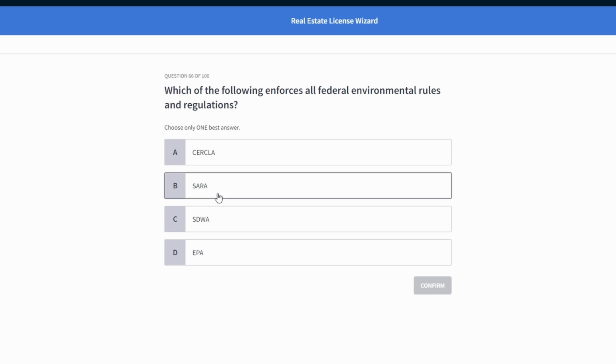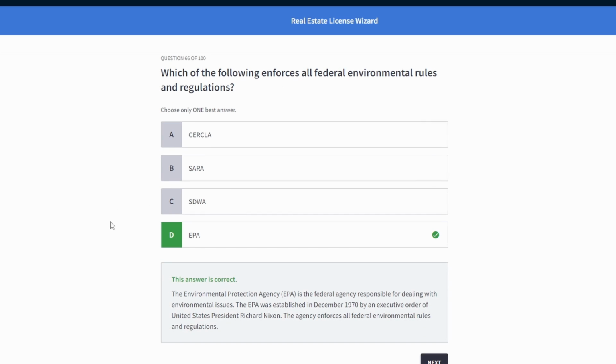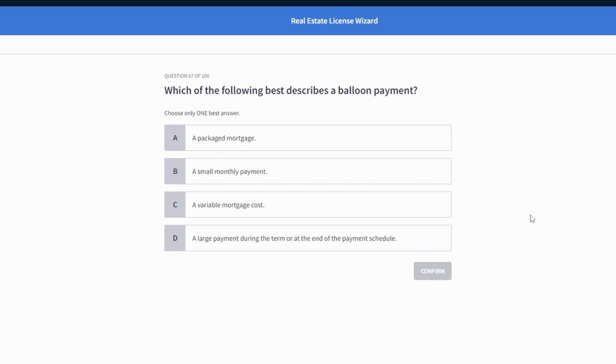Alrighty. So when you think of enforces all of these environmental related laws and acts, think of EPA. When you think of everything, that's the EPA because that is the federal agency that deals with these environmental issues. The EPA was established in 1970 by an executive order of President Richard Nixon, and the agency enforces all federal environmental rules and regulations.